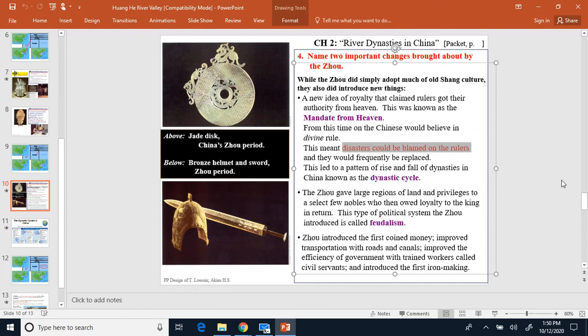If a dynasty was particularly weak at some point in time, that would mean that there would then be a large rebellion against them. And then that dynasty, that family, would then be overthrown, and a new family would then take over.